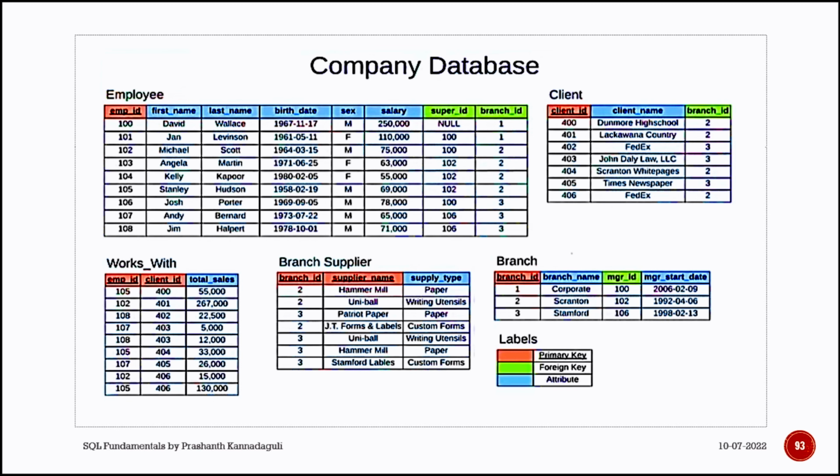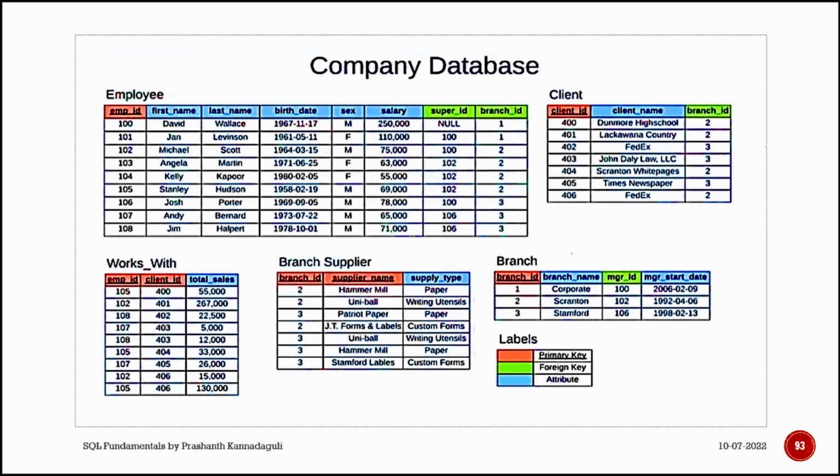All right. So let's proceed further. In addition to that, you can see the client details are shown. Then works with has the employee ID and which particular client they are working with. In order to understand that, we need the client ID itself. That's why the works with table has a composite key.